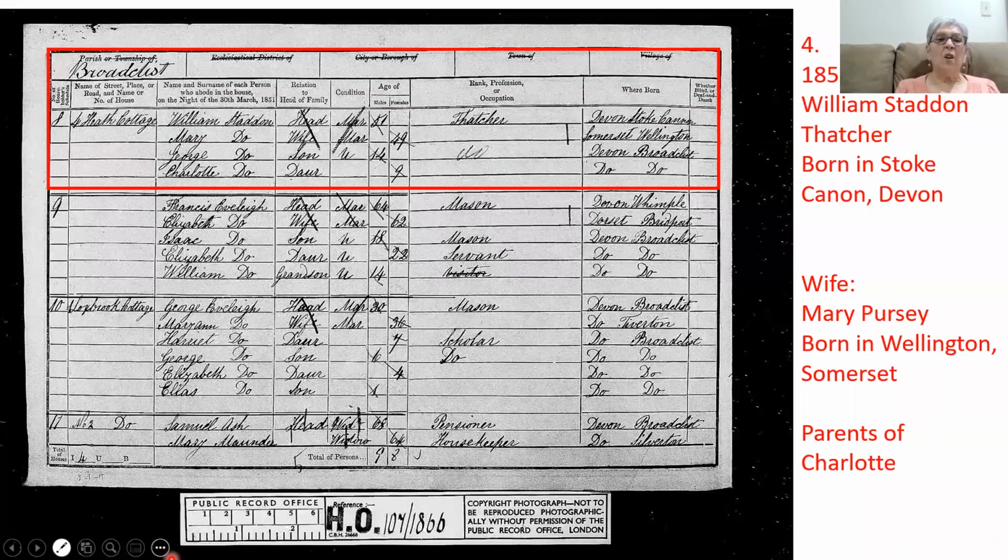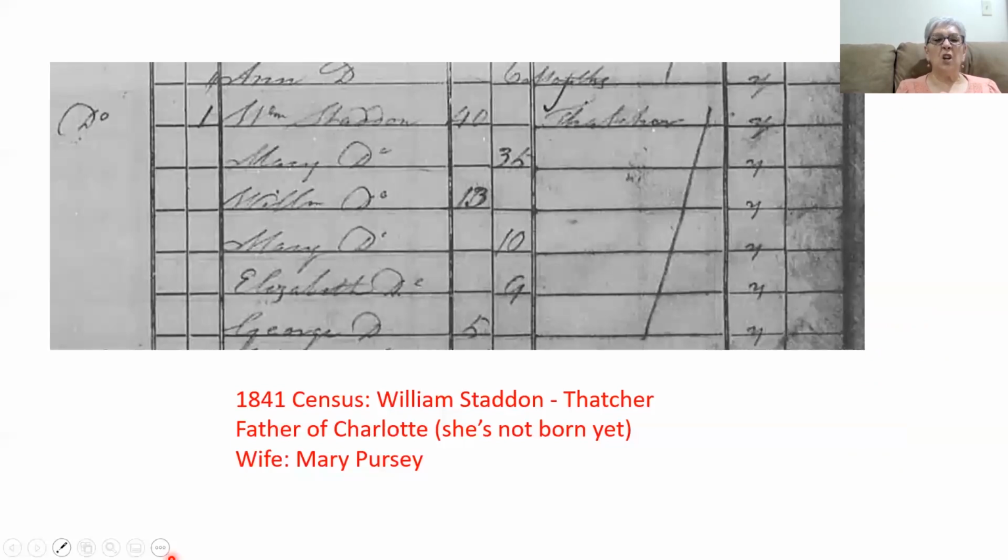Now, here again is that 1851 census that shows them. We've already looked at that. But I wanted to show you also the 1841 census. This is another important point. Make sure you go to every possible record you can to find information.